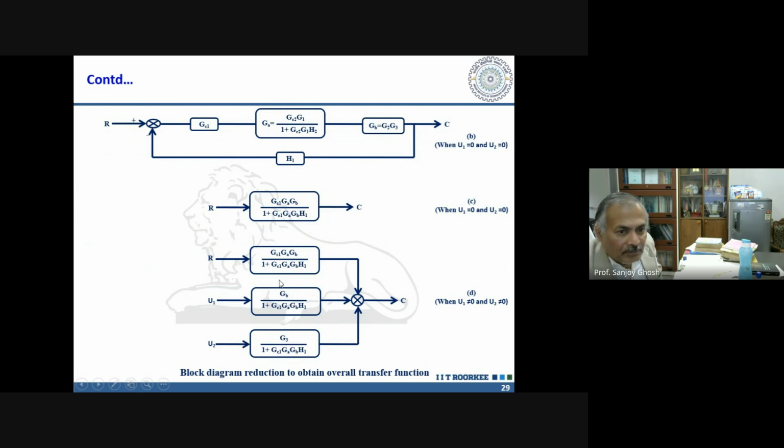The bottom is the same. So all these things are added together. So C. U1 is also not 0, U2 is also not 0. If U1 is 0, then this term is not there. If U2 is 0, that is also not there. Only R will be there, the R and C relationship. So whatever, if R is 0, then this is not there. R is 0 means what? Physically it means you have not changed the set point.